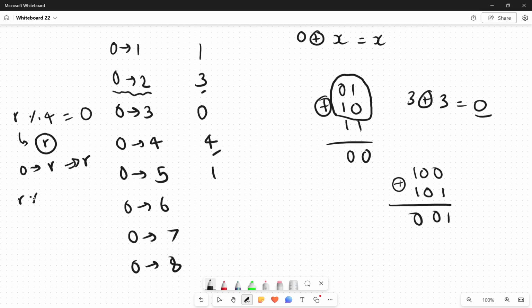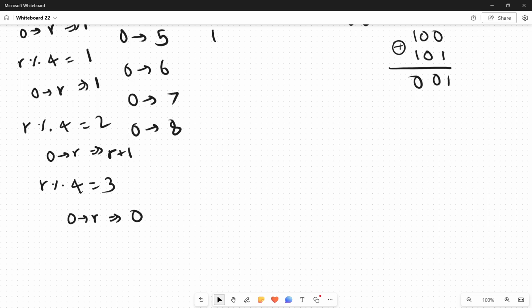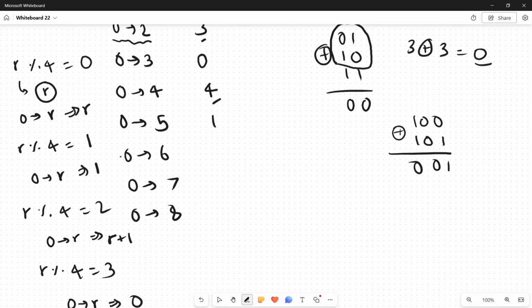If r percentage 4 is 1, then the XOR of all the elements from 0 to r is 1. And if modulo is 2, then the XOR of all the elements from 0 to r is r plus 1, I think. And if r percentage 4 is 3, then the XOR of all the elements from 0 to r is just 0. Okay, so this is the very fast way to calculate.